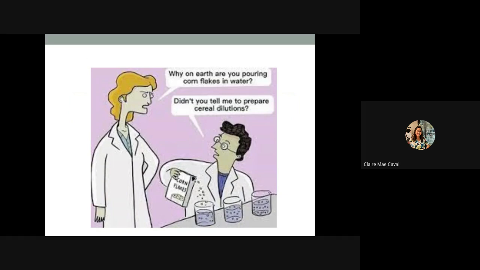So this is just a lab joke or humor. Why on earth are you pouring cornflakes in water? Didn't you tell me to prepare serial dilution? So very literal, but then this makes sense.